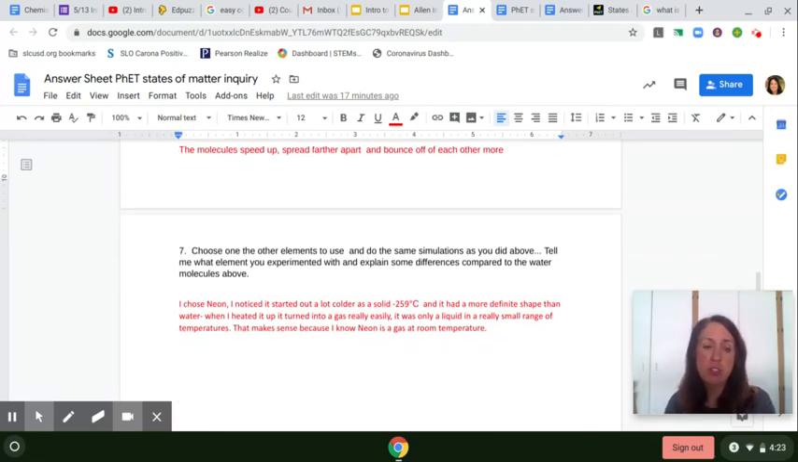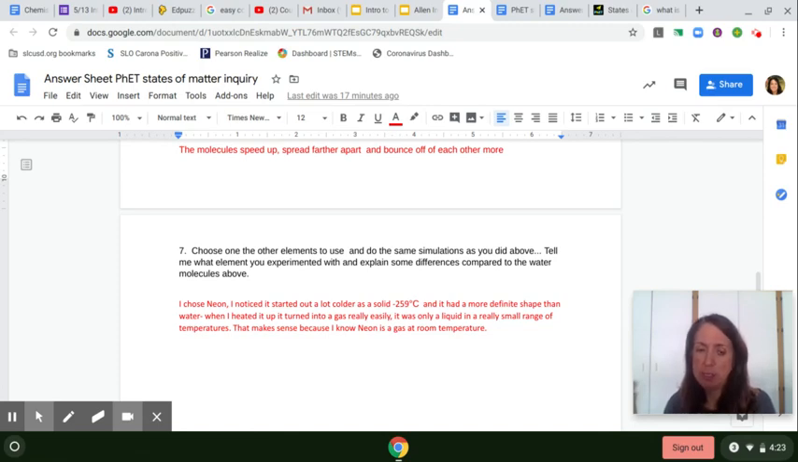Then you were to choose another element to use and do the same simulations. Tell me what element you experimented with and explain some of the differences. I chose neon, and I noticed that it started out a lot colder as a solid. It had a more definite shape than water. It was like a perfect square. When I heated it up, it turned into a gas really easily. It was only a liquid for a really small range of temperatures.